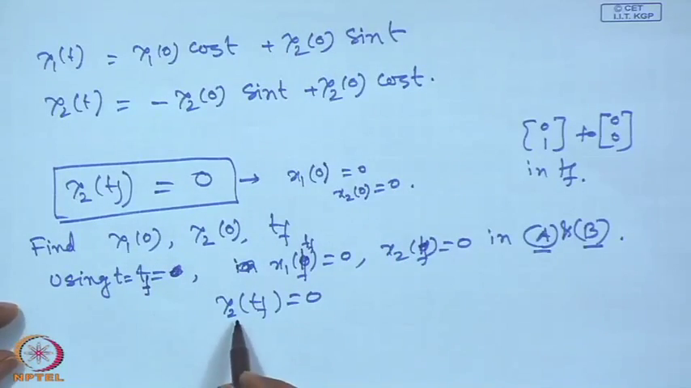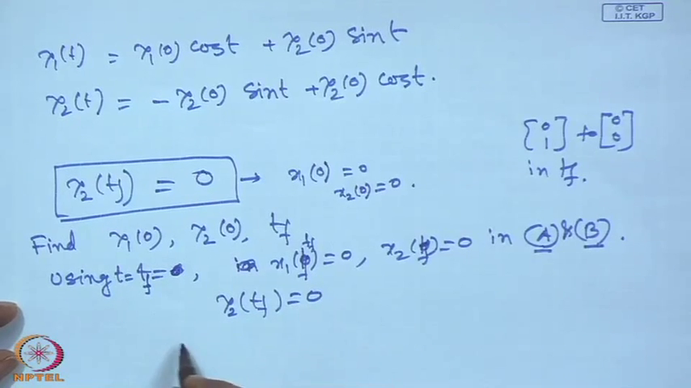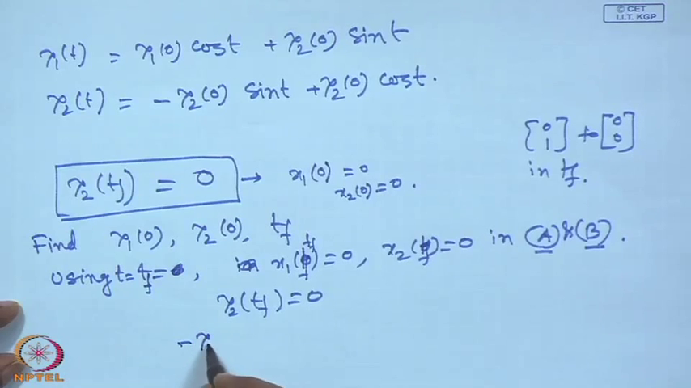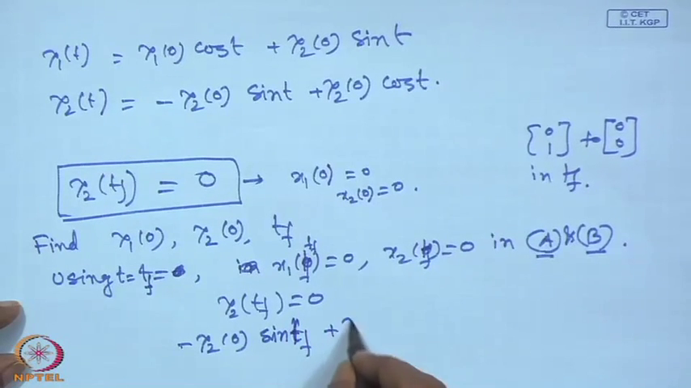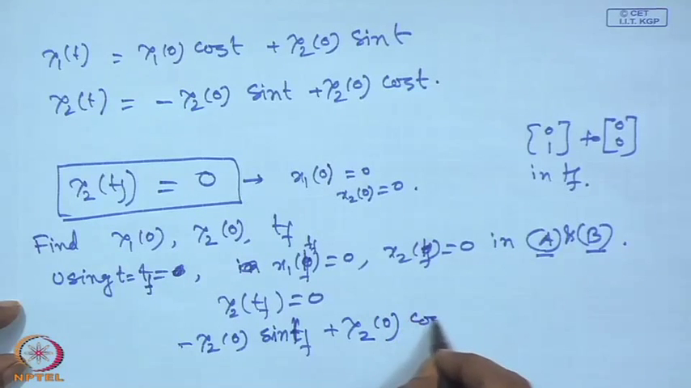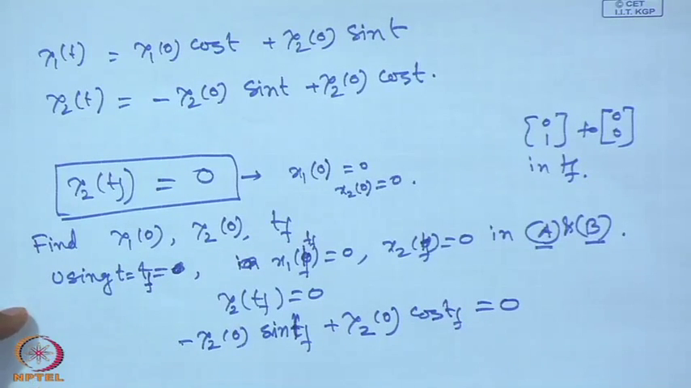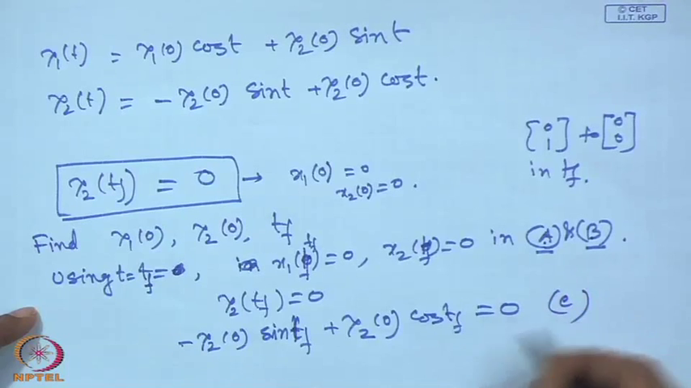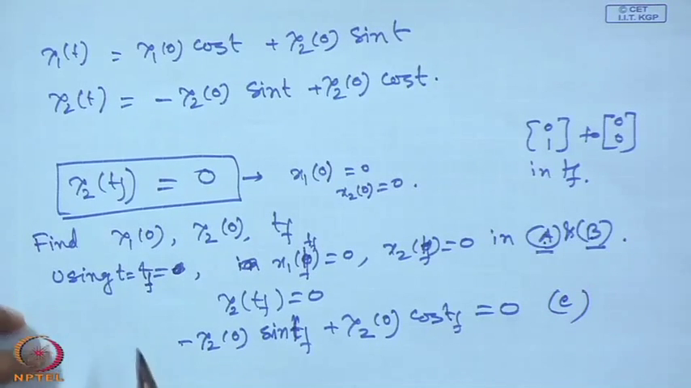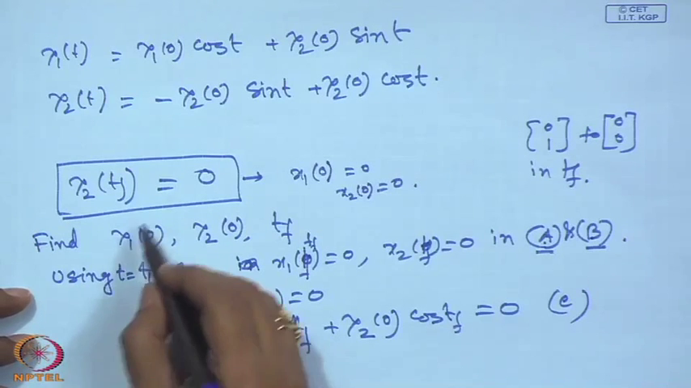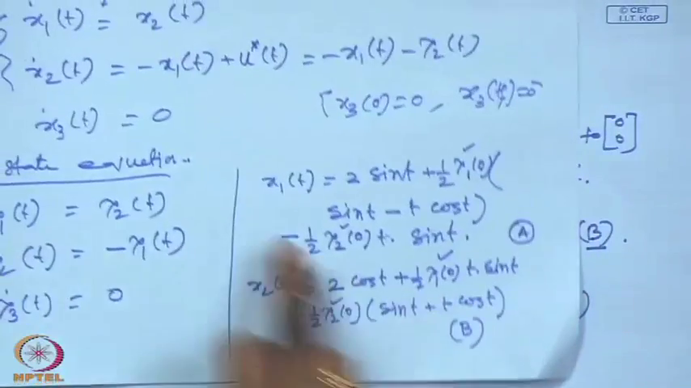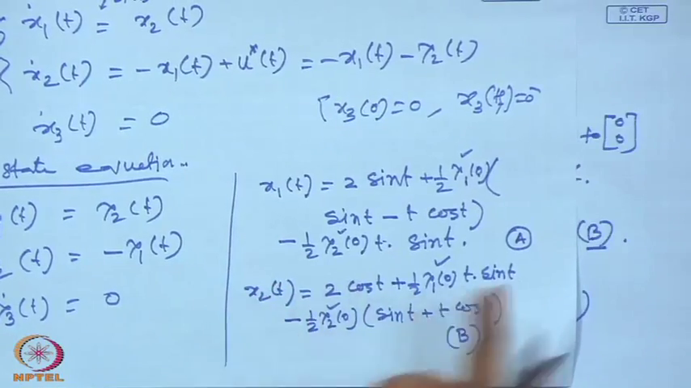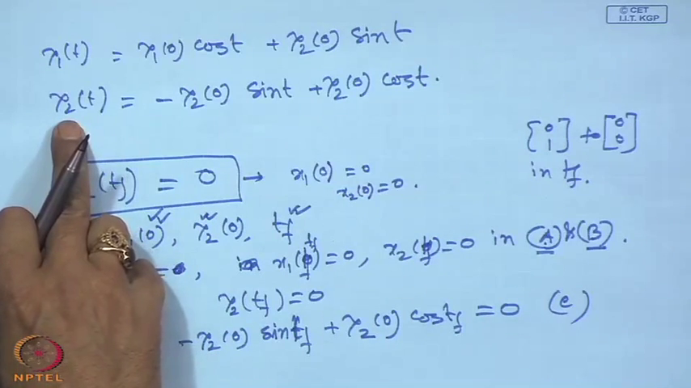Then I can get another equation, lambda at t f is 0, which means we can write it as equal to minus lambda 2 0 sin t f plus lambda 2 0 cos t f is equal to 0. So from this, equations a and b, 2 equations I am getting, and this is another equation. Let us call this equation 3. Solving these 3 equations, we will get the values of lambda 1 0, lambda 2 0 and t f. Then easily we can find the solution of x 1, x 2, all these things, and also lambda 1 t, lambda 2 t.